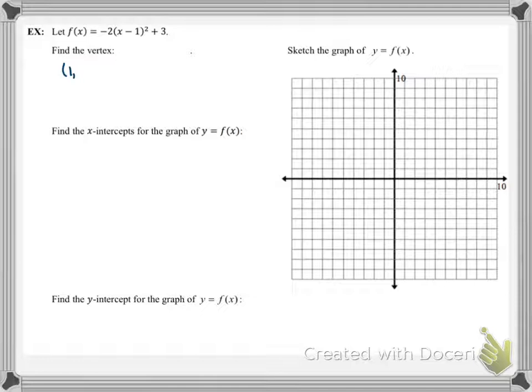So 1, 3, and I get that because this is a shift right 1 and up 3. I keep on doing that backwards today. Before squaring, I subtracted 1. That gets me a horizontal transformation. And after squaring, I added 3. That gets me a vertical one. So then how do I find x-intercepts of a function? What now?